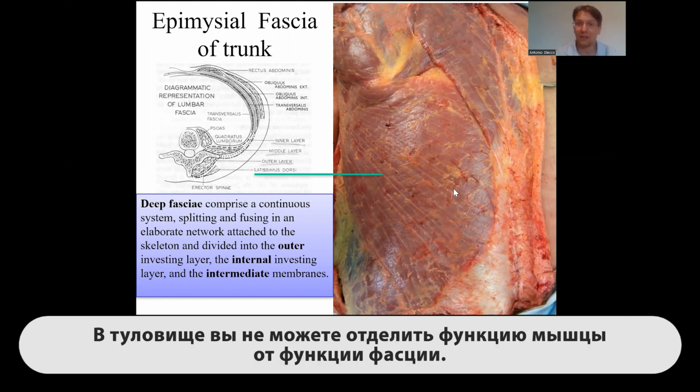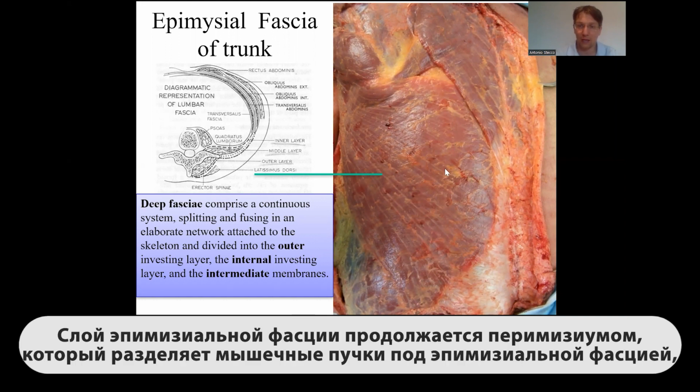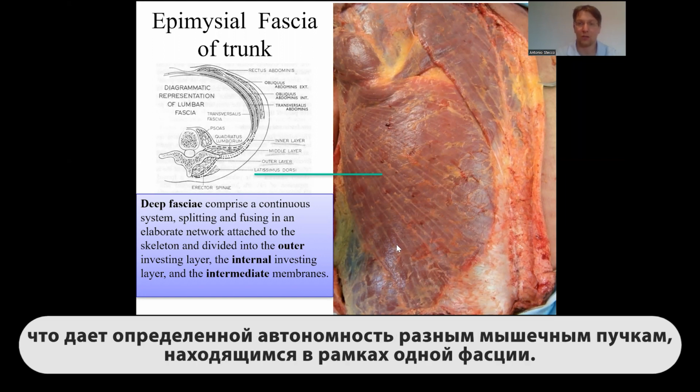But again, in the trunk, you cannot separate the function of the fascia from the function of the muscle, because you see this white layer right here. These are all perimysium. So from one layer of epimysial fascia, you go deep with this perimysium that separates the muscle bundles. And on the other side, we have another epimysial fascia. So you generate this sandwich that allows the independence of the different motor units localized in the same muscle.